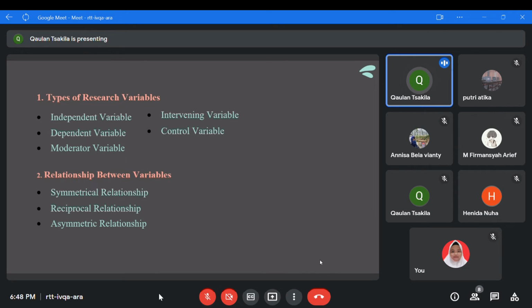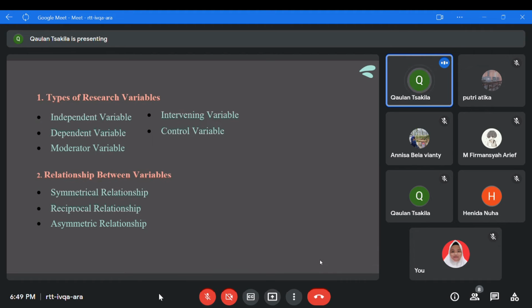And then relationship between variables, there's three of it: symmetrical relationship, reciprocal relationship, and the asymmetrical relationship. First one, symmetrical relationship. It is a relationship between variables, and the type of variable relationship that does not influence each other is called non-causality.